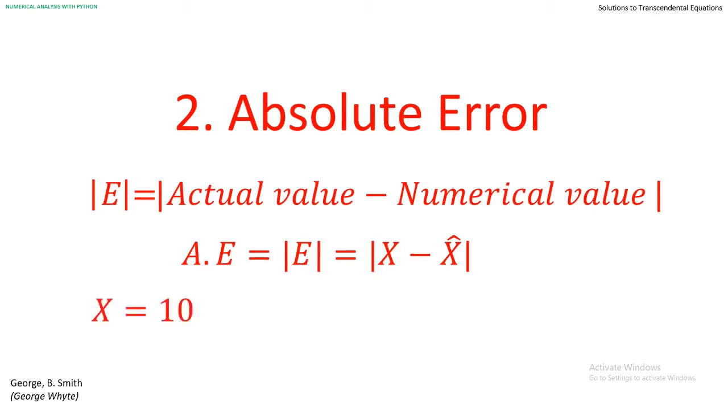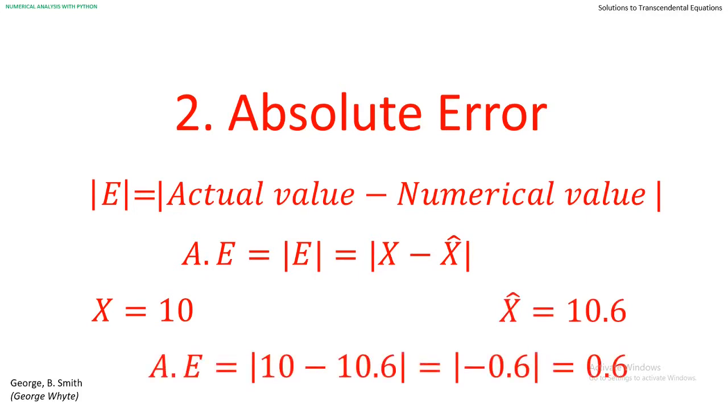A good example is still that same value. We have 10 being the actual value and 10.6 being the numerical value. Our error here is minus 0.6, but when it comes to the absolute error, it takes away the negative sign, as you can see here. So if we take away the negative sign, what we are going to have there is just 0.6 because the negative sign is cancelled out. Okay, so this is what you have for the absolute error. That's the second type of error we have.